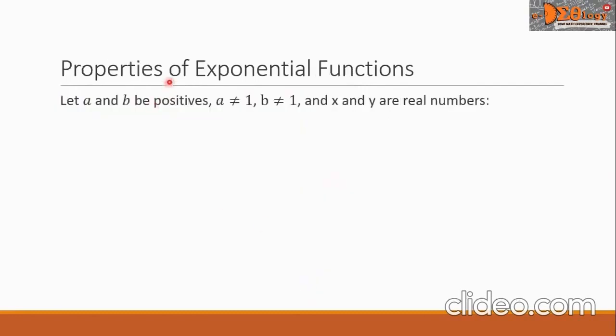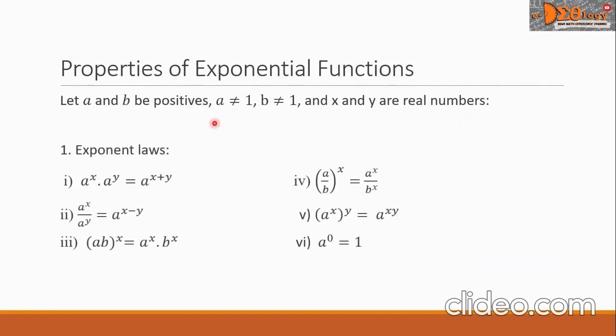Let's go now to properties of exponential functions. Let a and b be positive, where a is not equal to 1 and b also not equal to 1, and x and y are real numbers. The first property is about exponent laws. Here are 6 examples of our exponent laws.